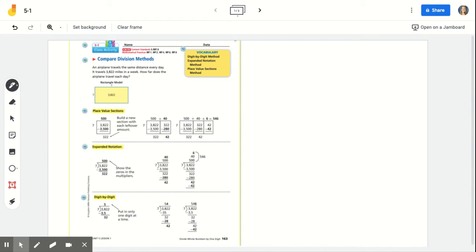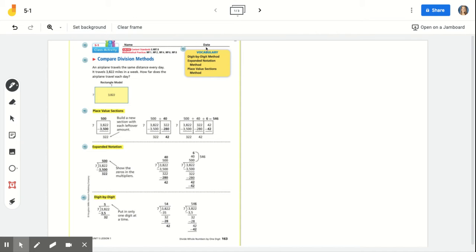This is lesson 5-1. We're in a brand new unit, Unit 5, which is all about division. And today we're going to start off on page 163 in your activity books. Please have that open and ready. Please have your whiteboard, your expo marker, and your pencil ready as well.